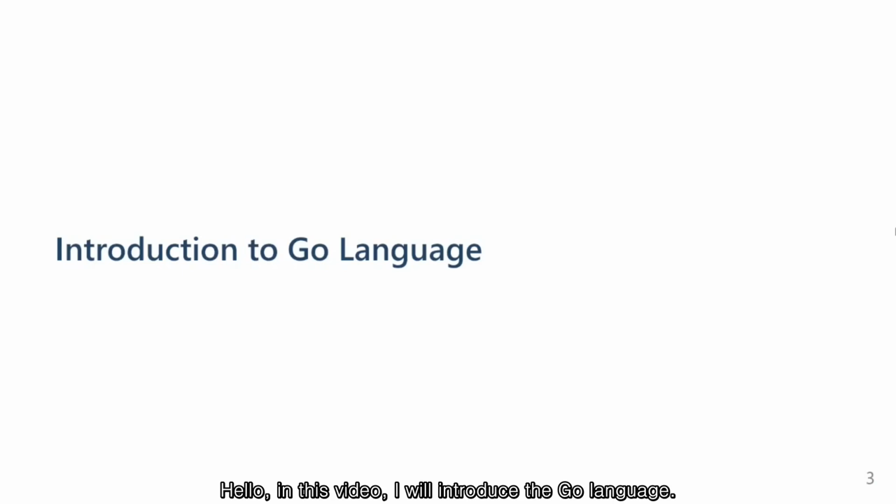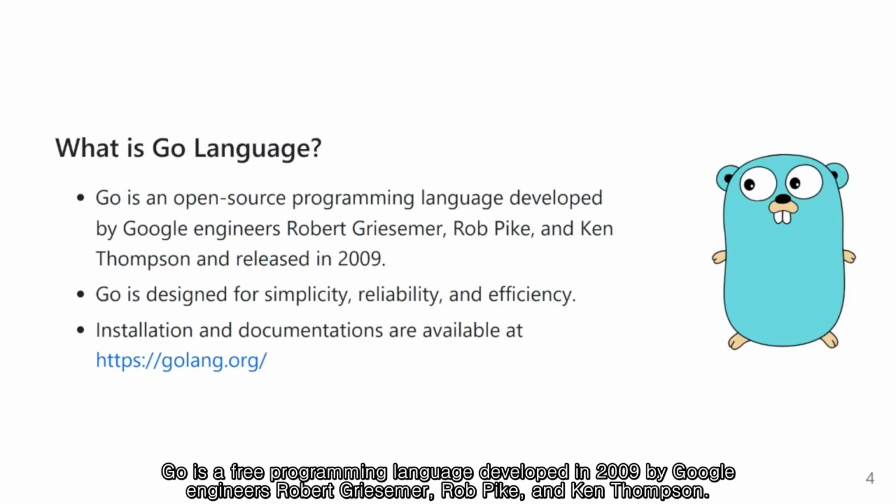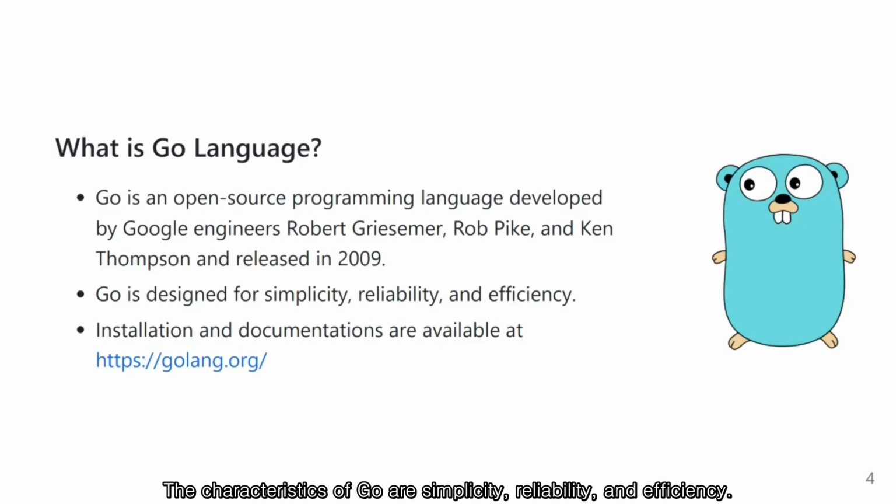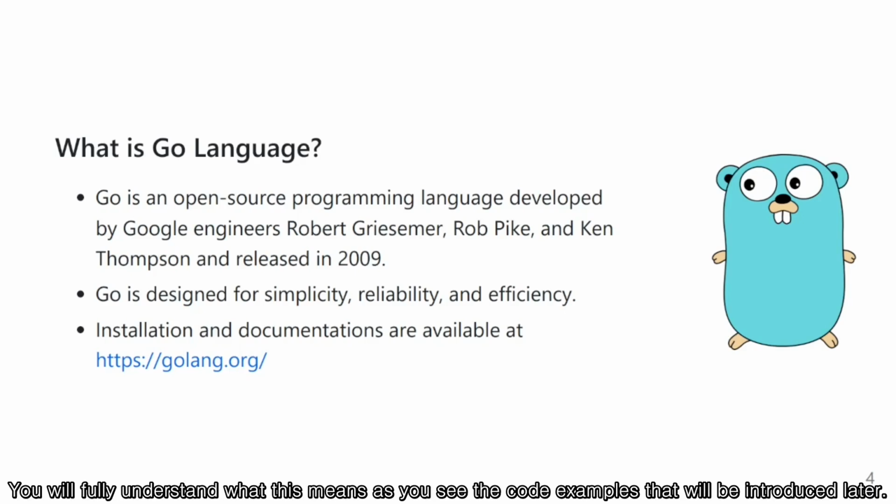Hello, in this video I will introduce the Go language. Go is a free programming language developed in 2009 by Google engineers Robert Griesemer, Rob Pike, and Ken Thompson. The characteristics of Go are simplicity, reliability, and efficiency. Among these, Go places the greatest emphasis on simplicity. You will fully understand what this means as you see the code examples that will be introduced later.